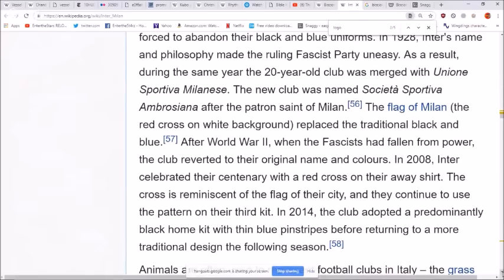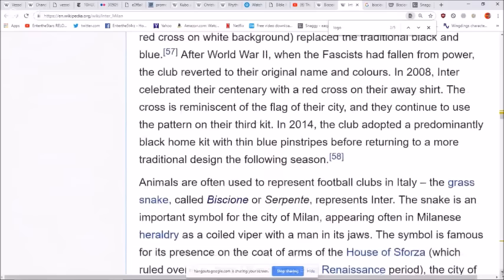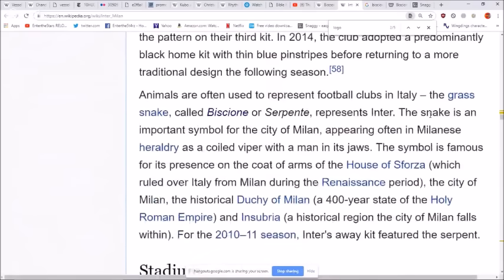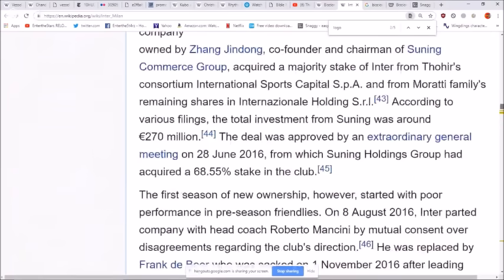It is actually a logo for a car as well. It's a crowned serpent. Here it is here. This is actually the soccer team. Animals are often used to represent football clubs in Italy, which is soccer, and we call football soccer in America. The grass snake called Bisconi or Serpente represents Inter. The snake is an important symbol for the city of Milan. Milanese heraldry, okay? So this is a symbol.